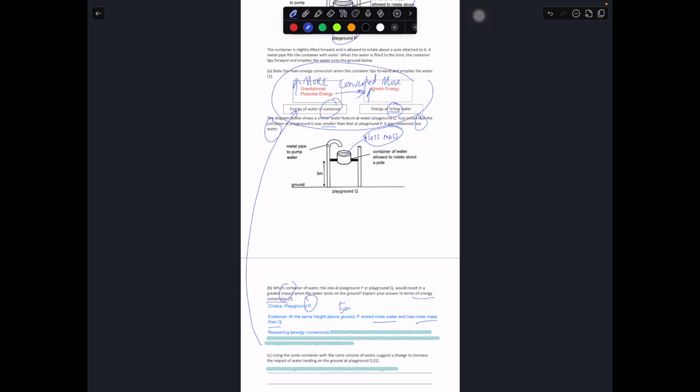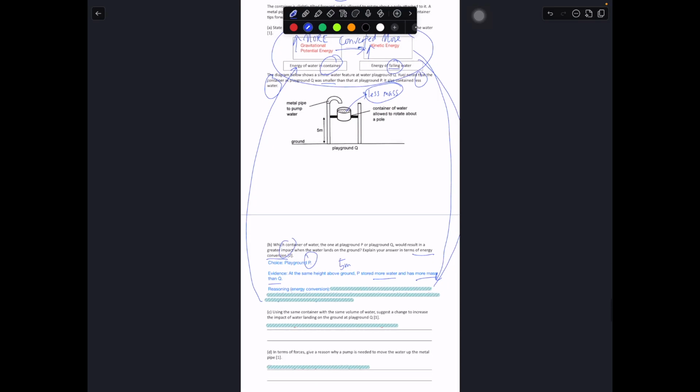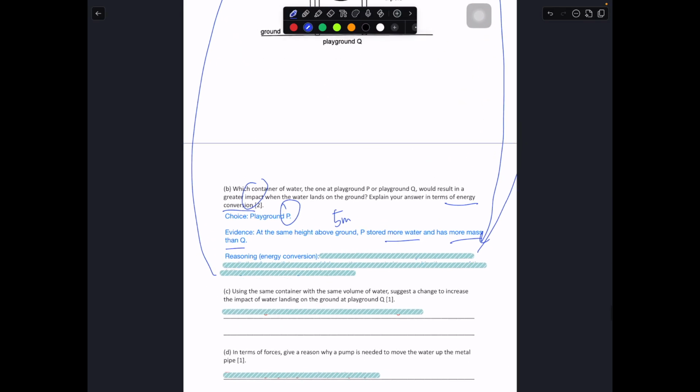So you can actually use this box to help you craft your answer below. So this is something that I would have, right? The water in container P possessed more GPE, which was then converted to more KE of the falling water to cause a greater impact. Good enough for this part. 2 marks. Usually this is a good answer. So the idea is talking about mass, more GPE, more KE. But of course the word converted must be there, because it's a change. The energy has changed form.